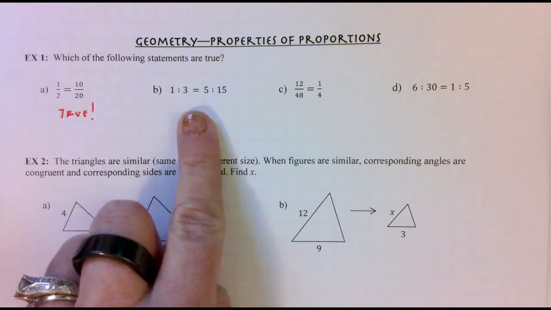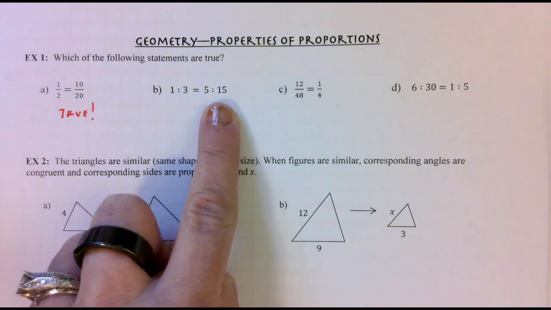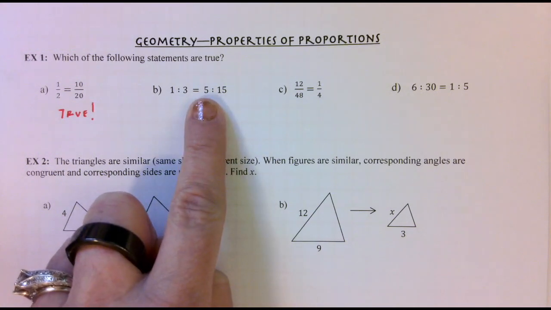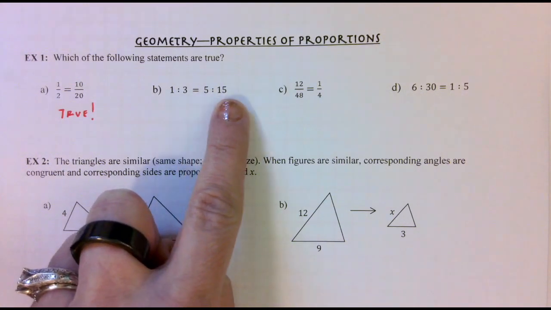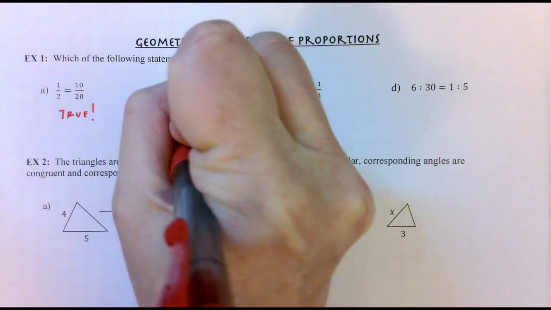Okay, the next one, I just wrote it in a different way, is 1 to 3 the same as 5 to 15? Well, yes, right? 5 to 15, if I divide by 5, 5 by 5 is 1. If I divide 15 by 5, I'm back to 3. It reduces to the same ratio. So also true.